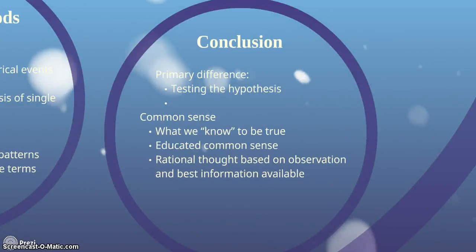The primary difference between social sciences methods and physical sciences is the fact that you can test the hypothesis fairly easily in the physical sciences, but in the social sciences this presents some challenges. It's important to use common sense. That common sense is what we know to be true, but it's also important to use educated common sense, which is rational thought based on observation and the best information available.